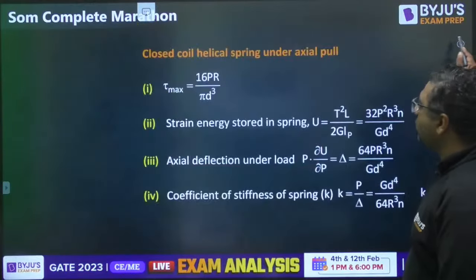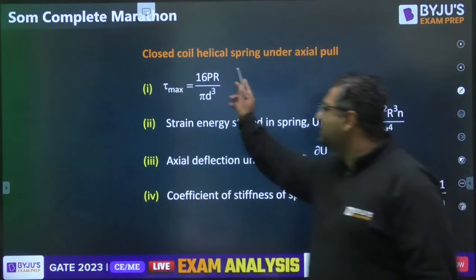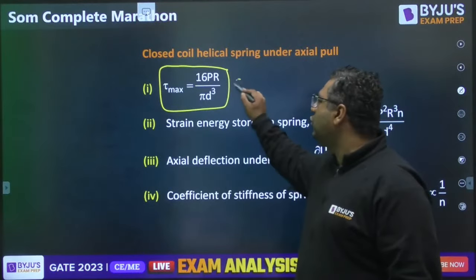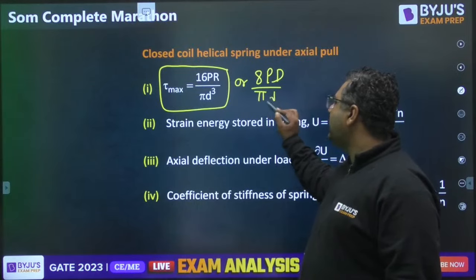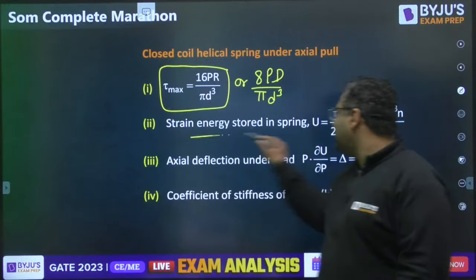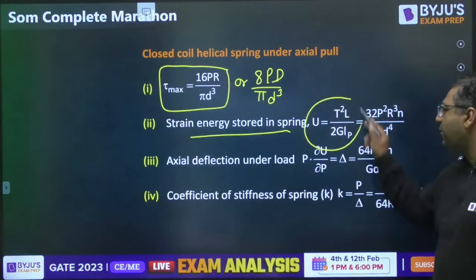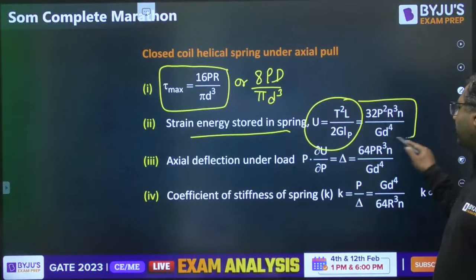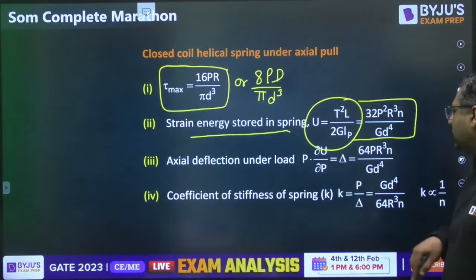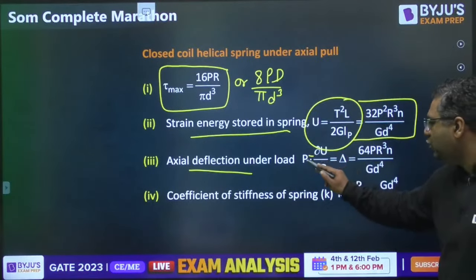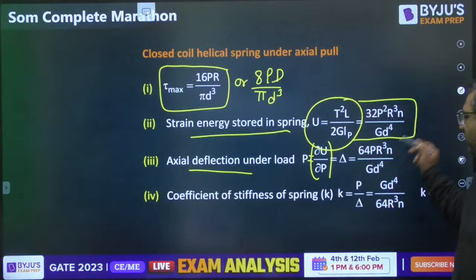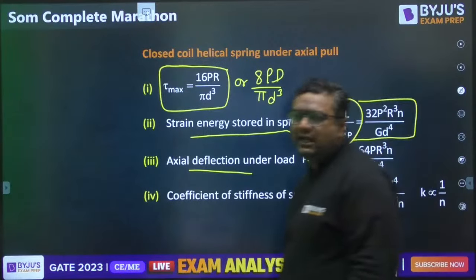Very good, Ajruddin. Tau max is given as 16 PR by pi d cube or 8 PD by pi d cube, if you are writing in terms of diameter. Strain energy stored in spring is T square L upon 2GJ, or 32 P square R cube N upon G d to the power 4. Then you know deflection will be nothing but del U by del P. That is 64 PR cube N upon G d to the power 4.